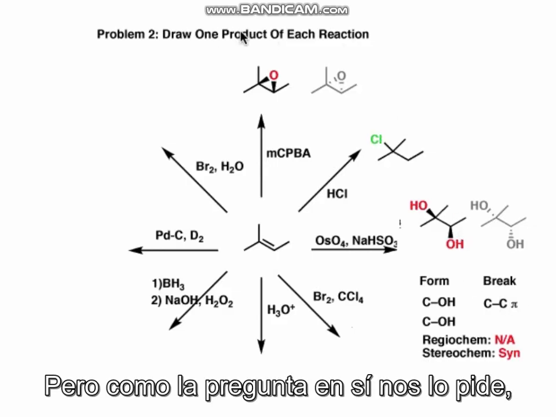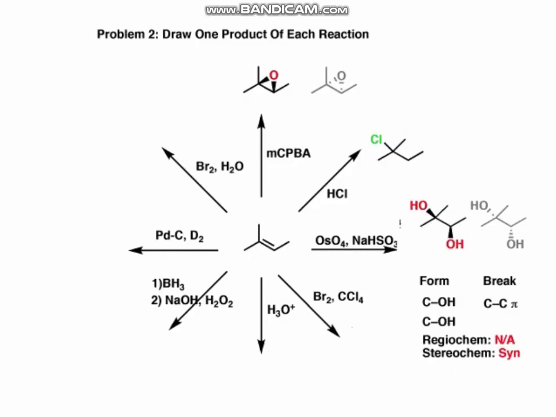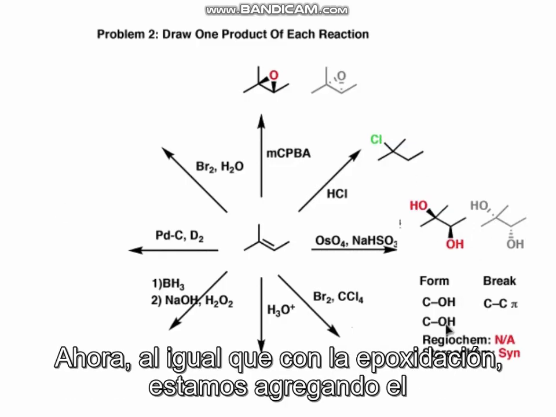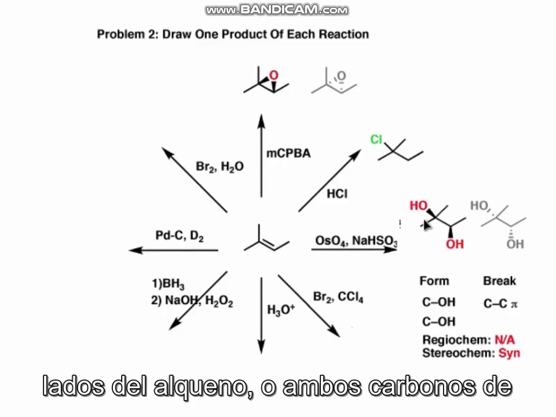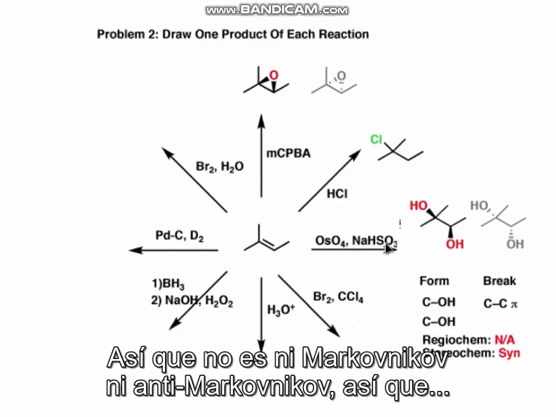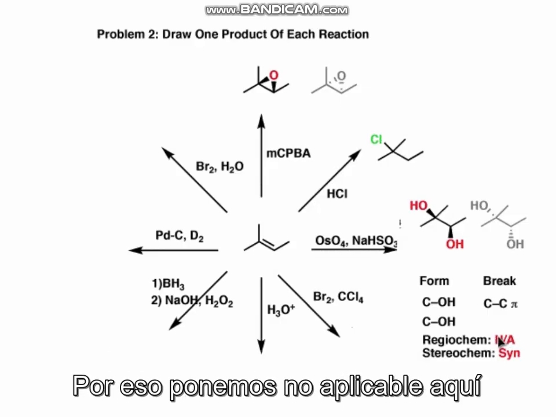But since the question itself asks for us to just draw 1 product, either one of these would be acceptable. Now, just like with epoxidation, we're adding the same group, in this case OH, to both sides of the alkene, or both carbons of the alkene. So it's neither Markovnikov nor anti-Markovnikov. So for that reason, put not applicable here for regiochemistry.